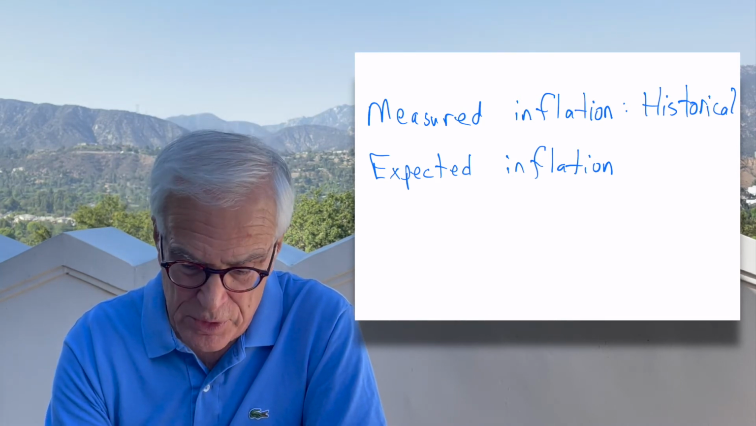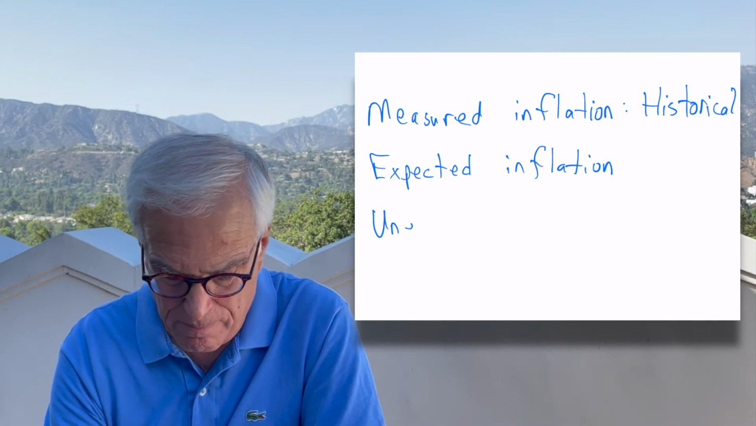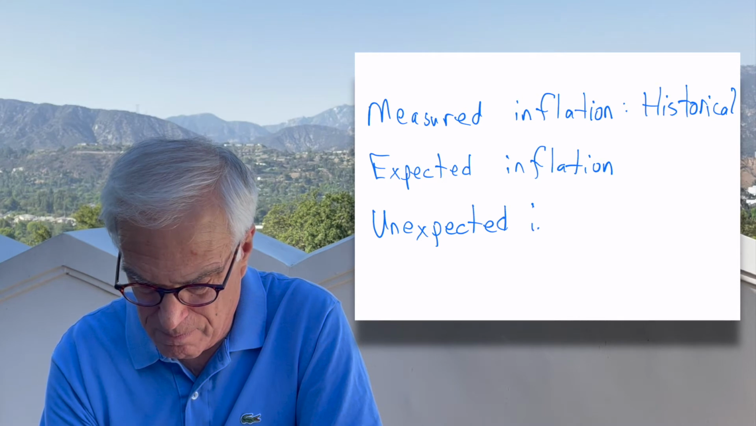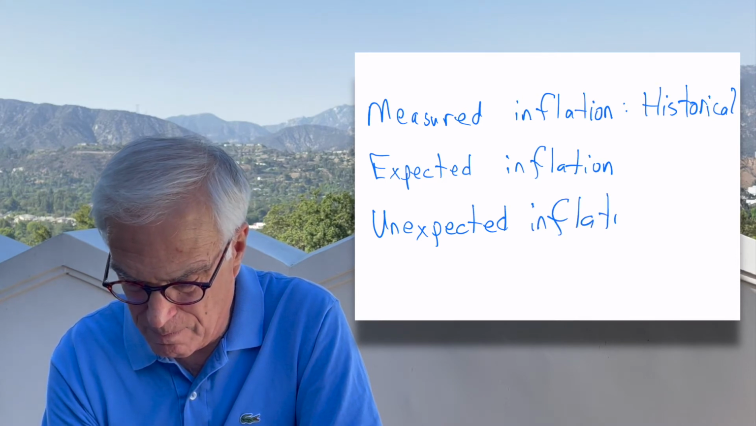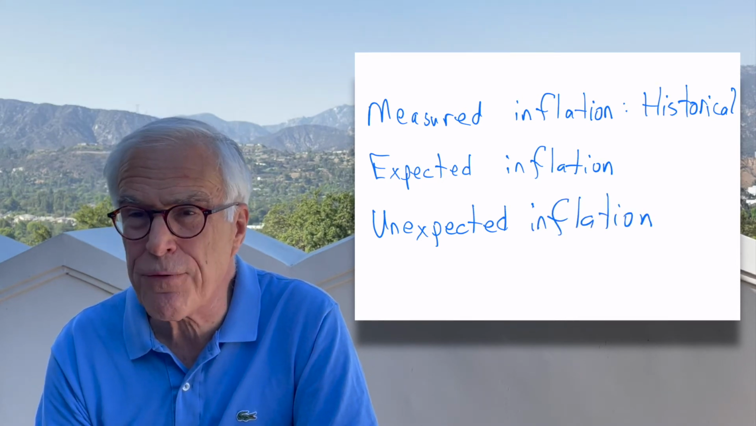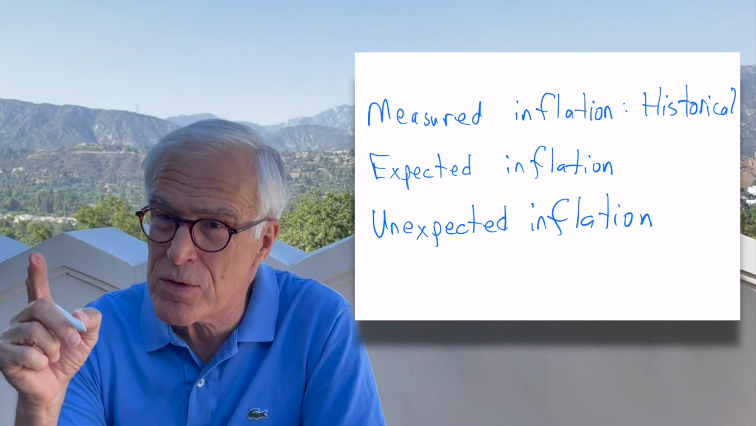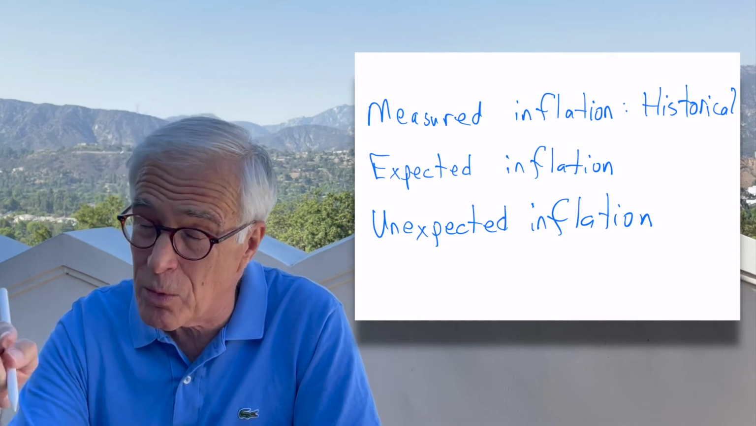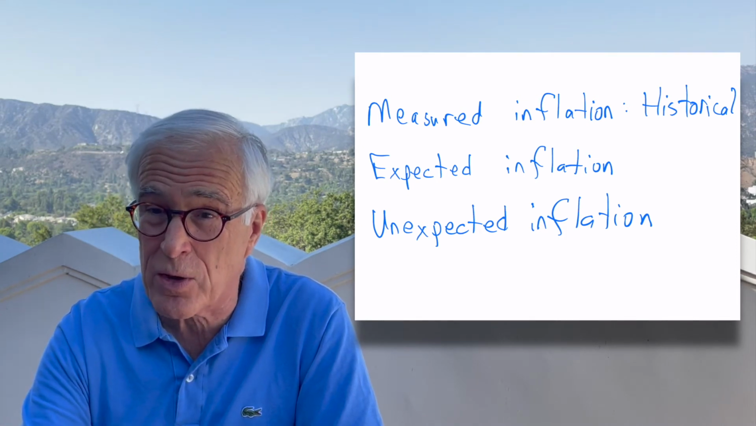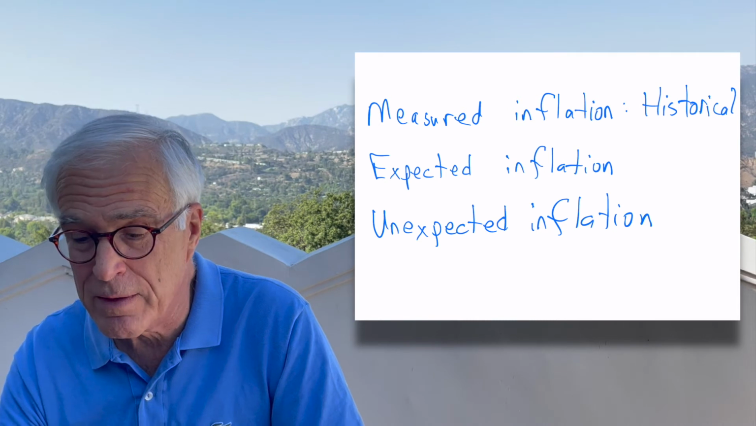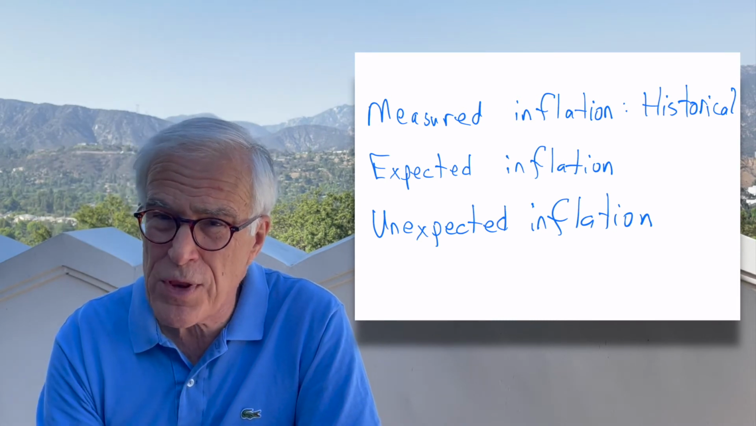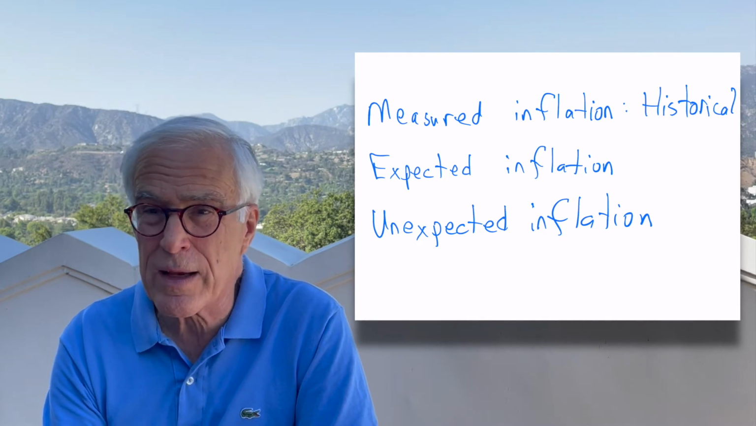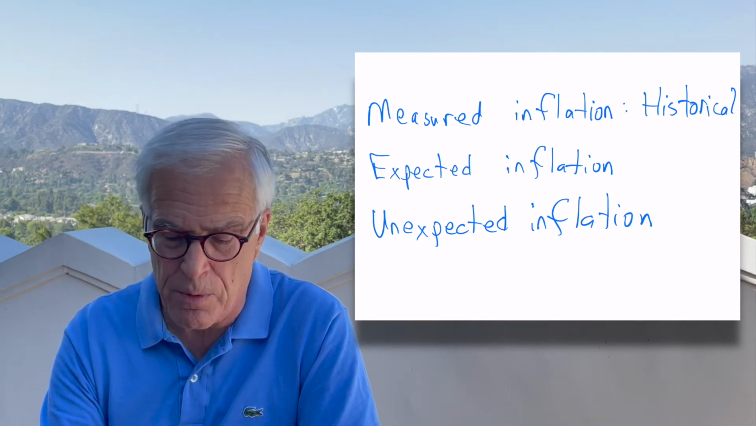And the final is unexpected inflation, which is the difference between what investors originally expected and what actually occurred. Or actually, it's the other way around. It's the difference between what actually occurred and what they originally expected. So we need to think about all three of these if we're interested in how inflation is likely to affect interest rates and stock prices.